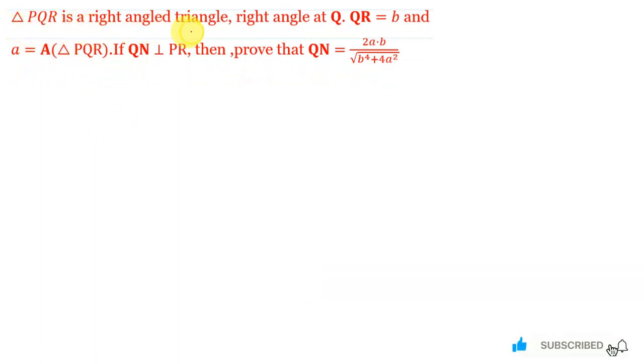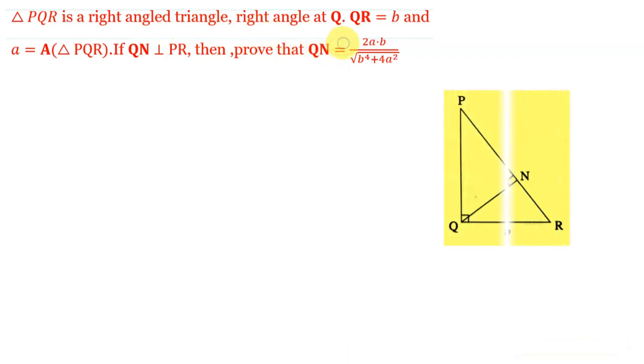Triangle PQR is a right angle triangle at Q. QR is equal to B. A is equal to area of triangle PQR. If QN is perpendicular to PR, then prove that QN is equal to 2 into A into B upon root of B raised to 4 plus 4A square. Okay, we want to find out the value of QN.